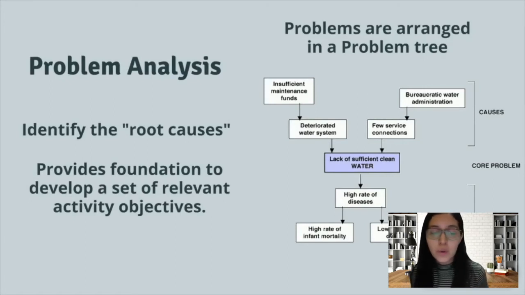In this part, we will identify how each activity that we want to develop in the project can become a potential situation of a problem or a conflict. Okay, so we will identify the root causes and it will provide a foundation to develop a set of relevant activity objectives. Okay, after we have identified those problems, we can arrange them in a problem tree. As you can see in the video, here there is a graphic, the diagram, and next I'm going to explain how you can start organizing that tree.